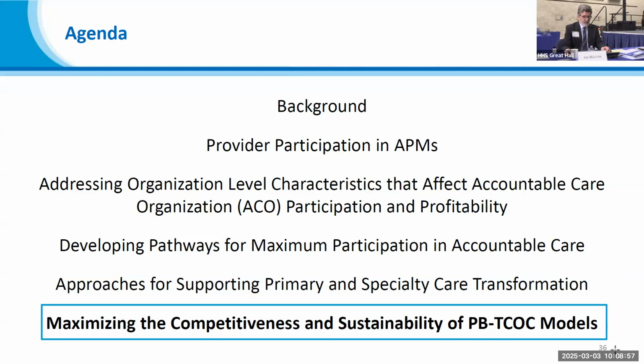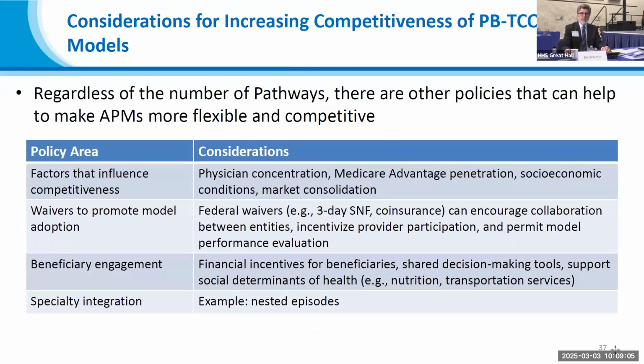Finally, to conclude this presentation, we want to introduce some ideas around maximizing the competitiveness and sustainability of population-based total cost of care models. The main point here is that regardless of the number of pathways, there are policies that can also help make APMs and accountable care more flexible and competitive. Policy areas that might be considered relevant to improving competitiveness would be ideas that address consolidation of the marketplace, the impact of prevailing socioeconomic conditions and low penetration markets, the degree of Medicare Advantage penetration, waiver participation incentives, beneficiary engagement incentives, and specialty care nested episode incentives.